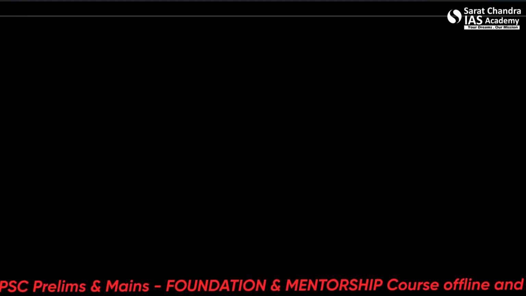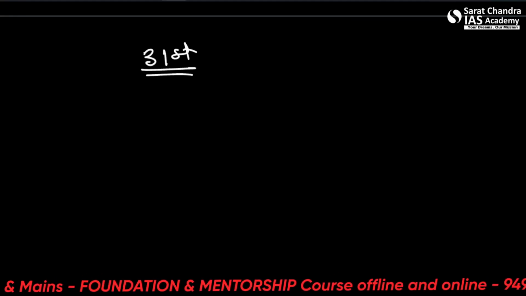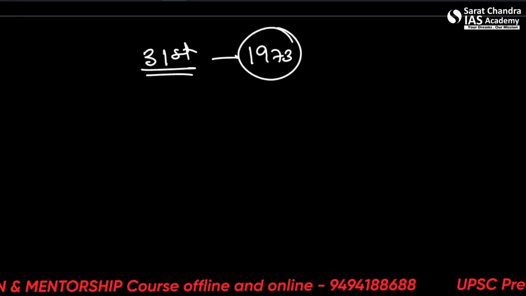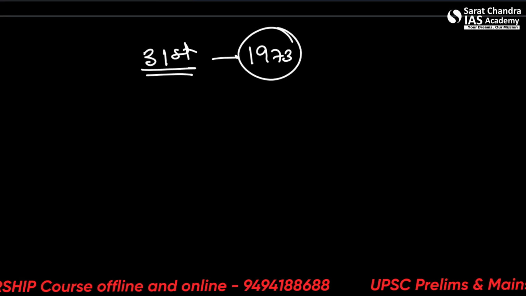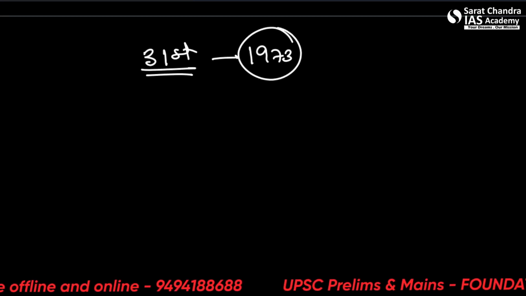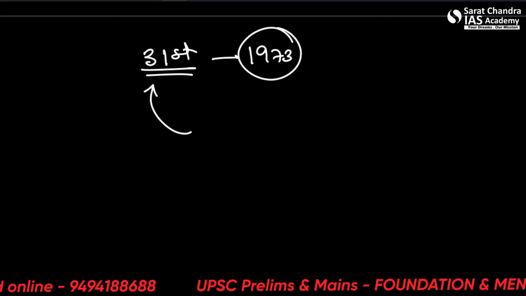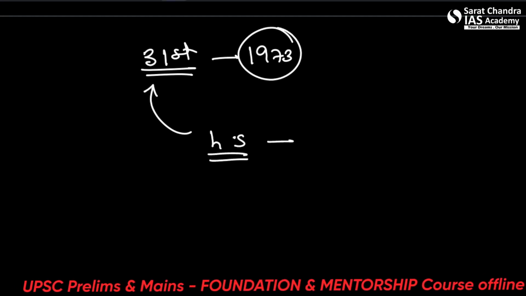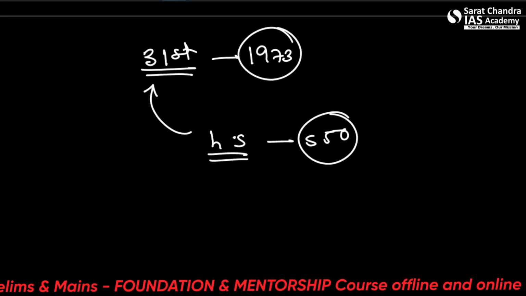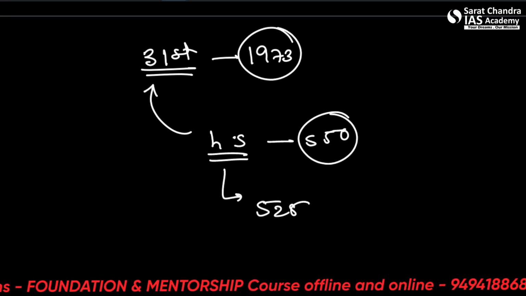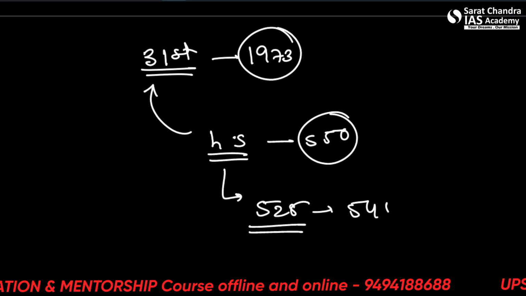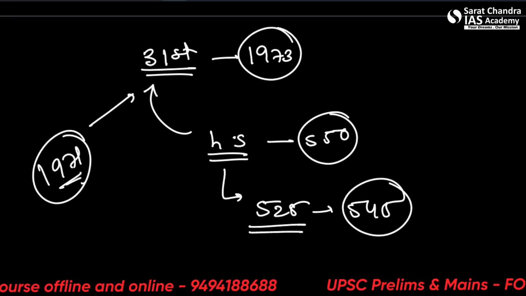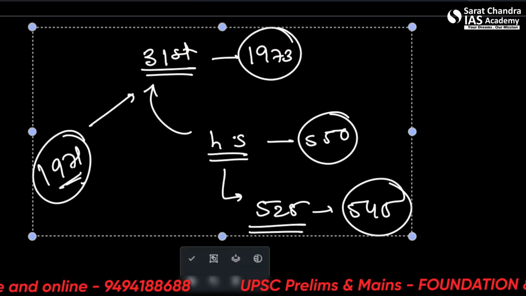31st Amendment Act of 1973. The increase in the population of India was revealed by the census of 1971. So it increased the number of Lok Sabha seats basically from 525 to 545. Now it is 550. So it was 525 earlier. It increased to 545 as per the census of 1971.